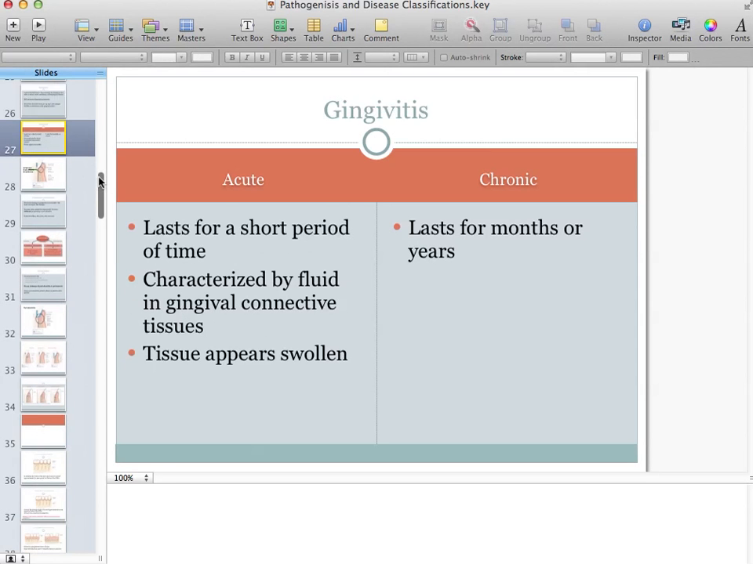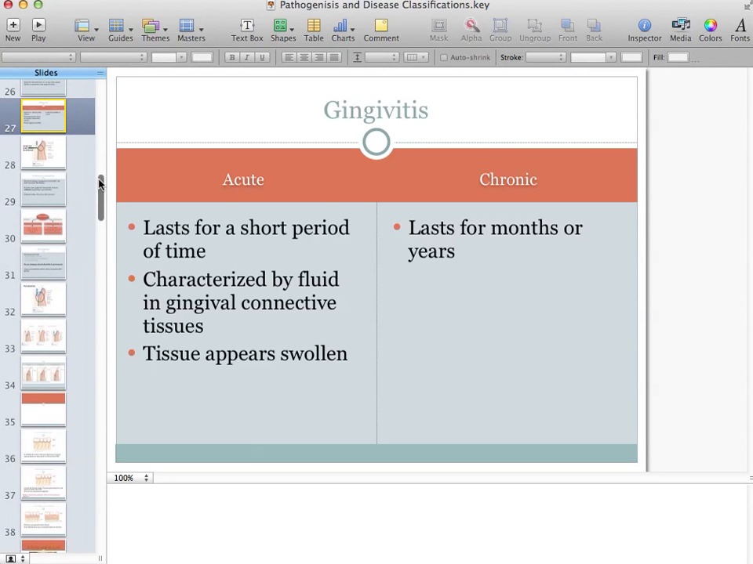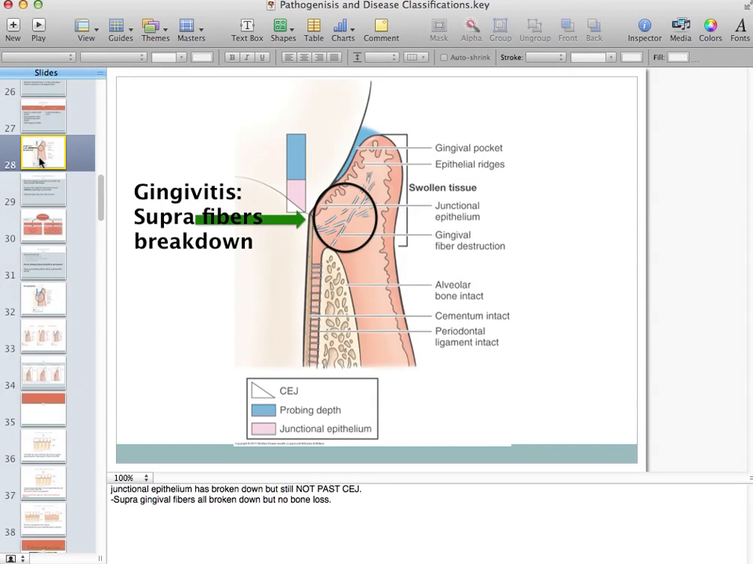You can have acute gingivitis or chronic gingivitis. Acute gingivitis lasts for a short time. It's characterized by fluid in the gingival connective tissues, and tissues appear really swollen. Chronic gingivitis is just when it lasts for months or years. So again, on a histological view, in gingivitis, the junctional epithelium is directly at the CEJ, but not apical to it and not coronal to it. And the supragingival fibers are destroyed, but not the bone.